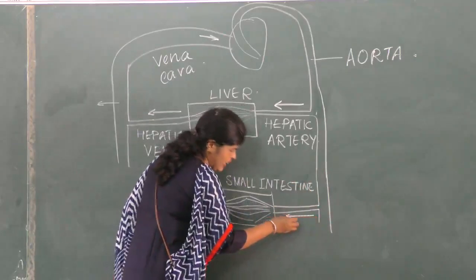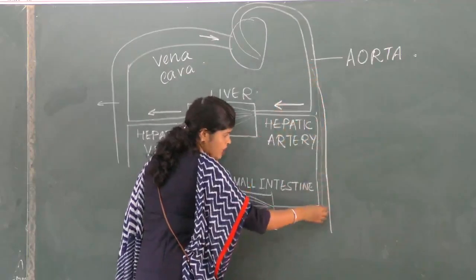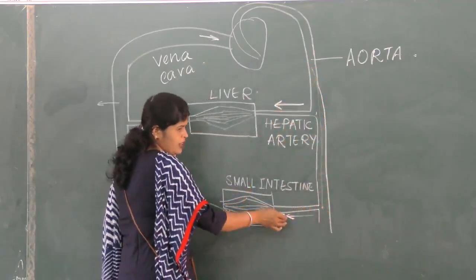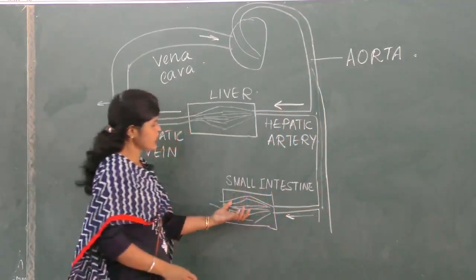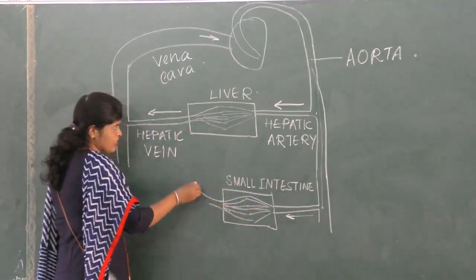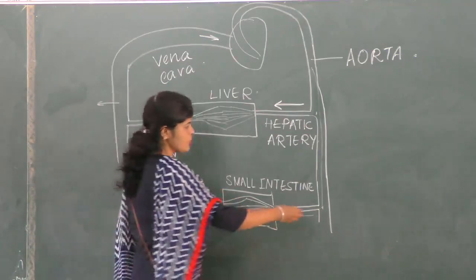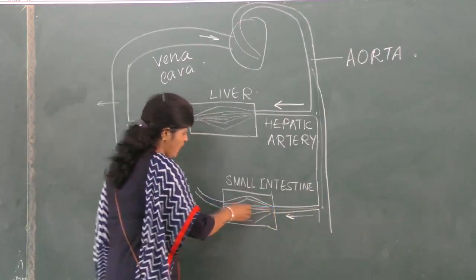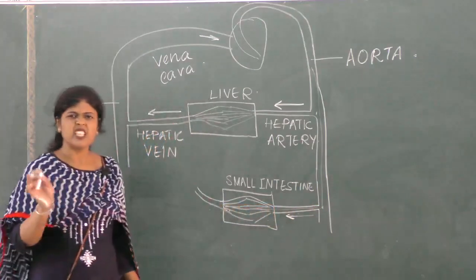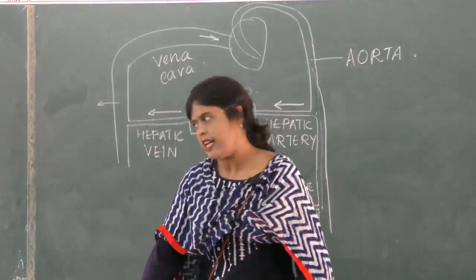Why is it an artery? Because it is carrying blood away from the heart towards the organ. This is one artery which is carrying blood to the small intestine. And this is a vein which is carrying blood from the small intestine. Oxygenated blood entering, deoxygenated blood coming out. It's the same with all organs, but here one important thing is taking place in the small intestine.